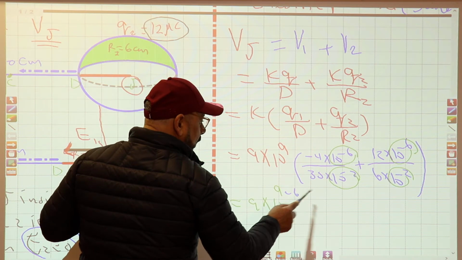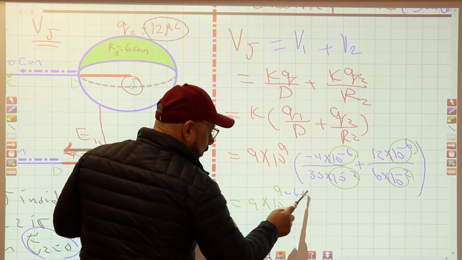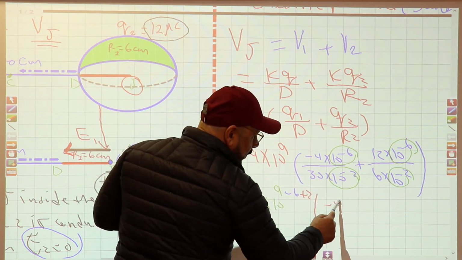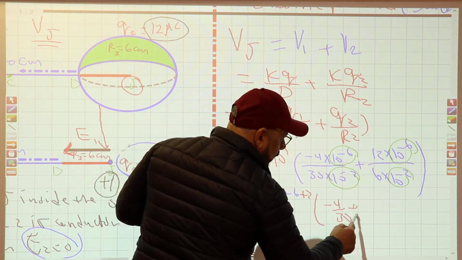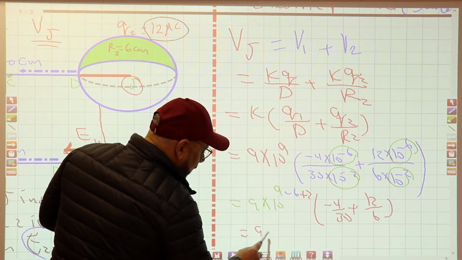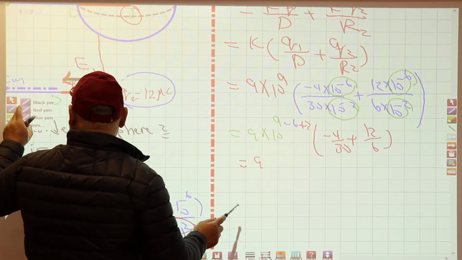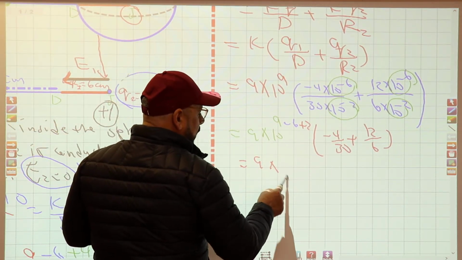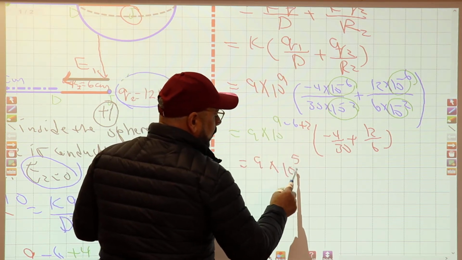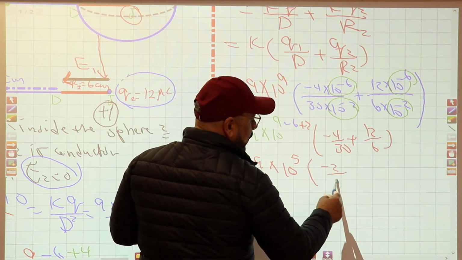Minus 6, and the plus 2. Plus 2. What is left inside? Negative 4 over 30, and 12 over 6. This guy becomes 9 times 10 to the 9 minus 6, 3 plus 2, 5. And this guy becomes negative 2 over 15.